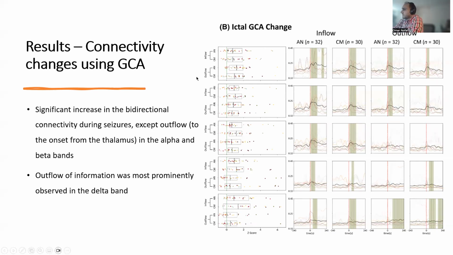And when you use this other type of connectivity measure, the Granger analysis, there was also a significant increase in the bidirectional connectivity during seizures in all frequency bands, except the outflow in the alpha and beta bands here. But similarly, the outflow of information was also most prominently observed in the delta band.